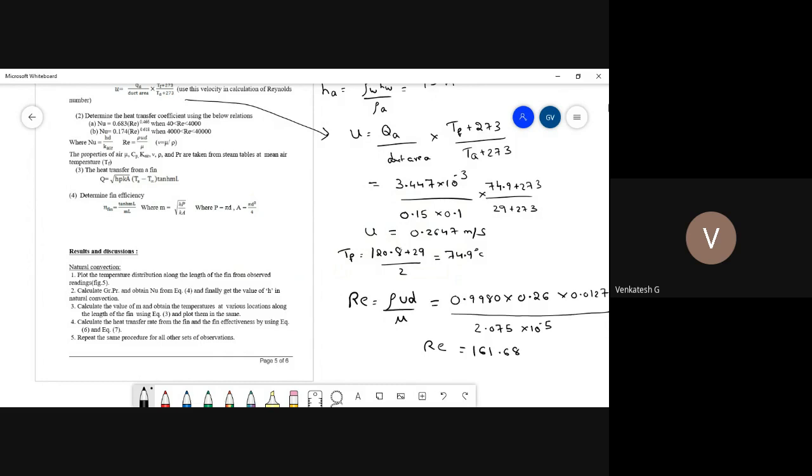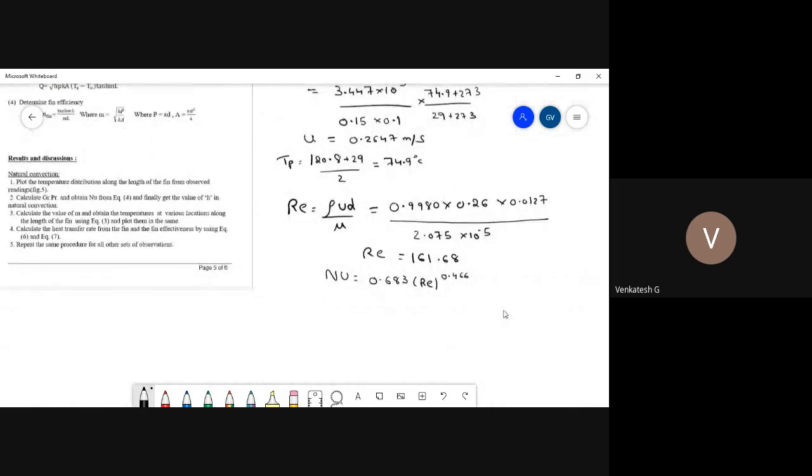Okay. Now we can see the equations for Nusselt number. We are going to have two ranges here. One is between 40 and 4000, and another one is for 4000 to 40,000. So our value lies in the first range, 40 to 4000. So we can use this equation. Nusselt number is equal to 0.683 Reynolds number whole power 0.466, right? So now calculate the Nusselt number. If you substitute the Reynolds number, 161.68, here, you can calculate the Nusselt number.